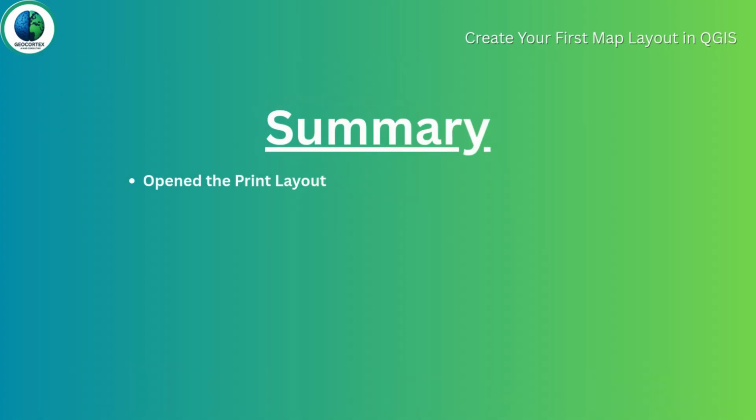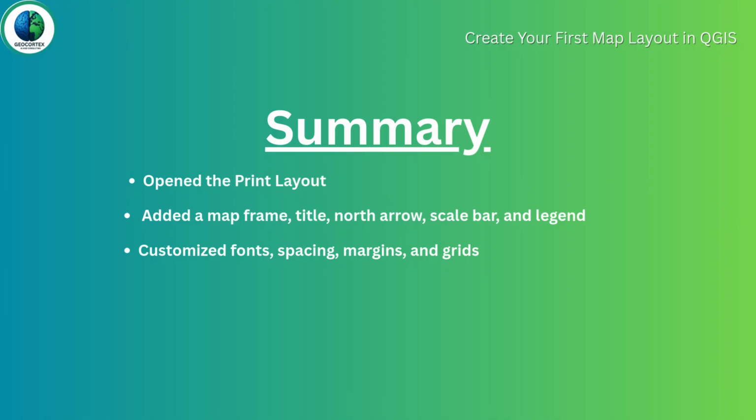Now let's recap. Open the print layout, added a map frame, title, north arrow, scale bar, and legend, customized fonts, spacing, margins, and grids, and exported the final layout for print or web. These steps give you complete control over how your map looks.